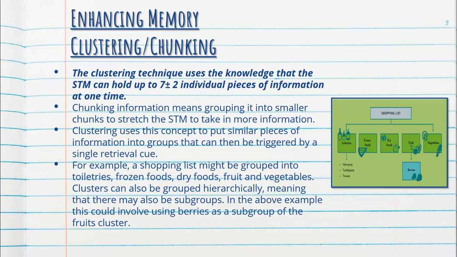These clusters or chunks can also be grouped into subgroups. So they can be grouped hierarchically, as you can see there, but also into smaller subgroups. In the above example, this could involve using berries as a subgroup for the fruits cluster. Another very good example of this is when we remember people's mobile phone numbers. We won't obviously remember all 10 digits or so in a row. That can be very difficult. So we'll chunk them into the first 3 or 4 so it's easier to recall.